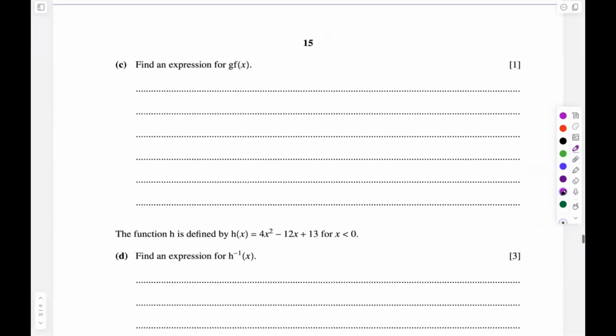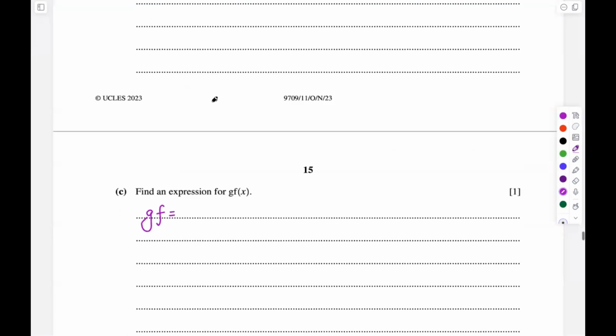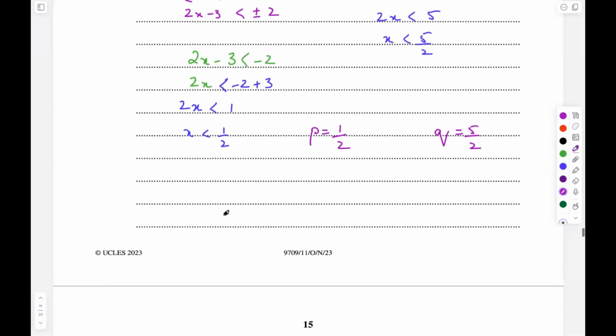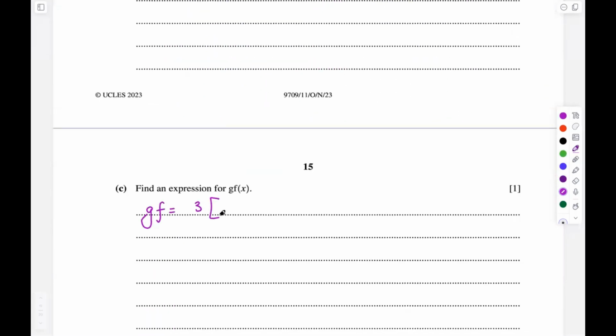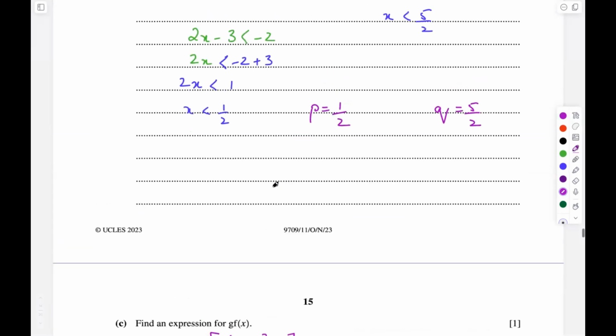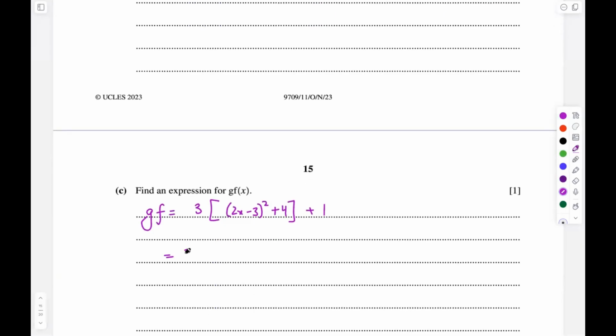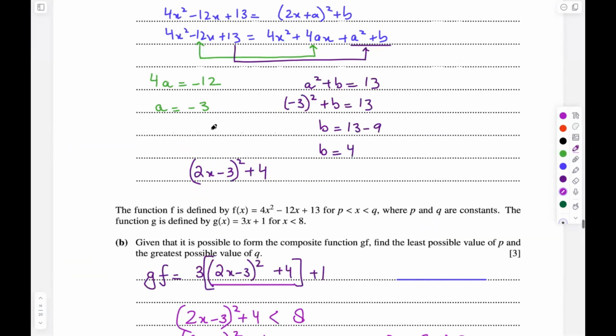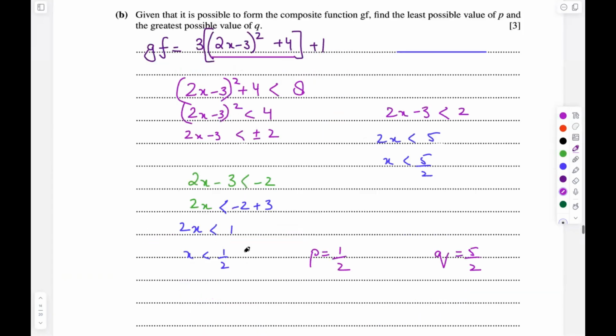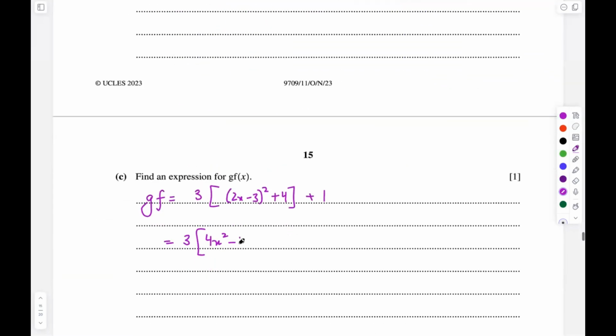In part C, it says find an expression for g of f of x. Now we know that g of x was written as 3 into 2x minus 3 whole squared plus 4, plus 1. So first expanding the bracket, this will become 3 into 4x squared minus 12x plus 13, the original function of f of x. So this will become 4x squared minus 12x plus 13 plus 1.